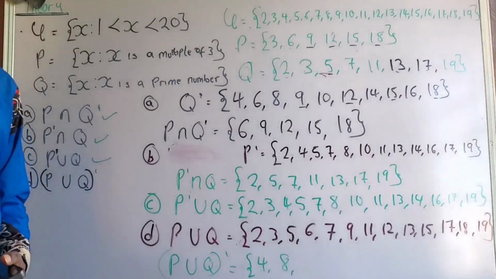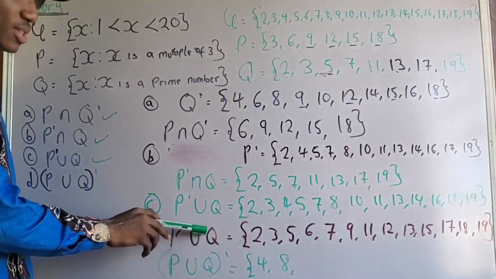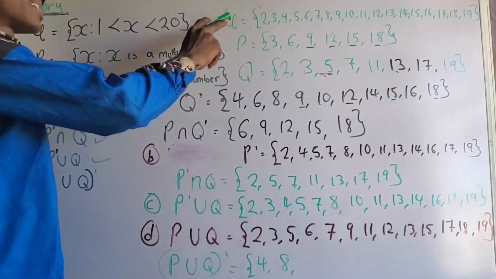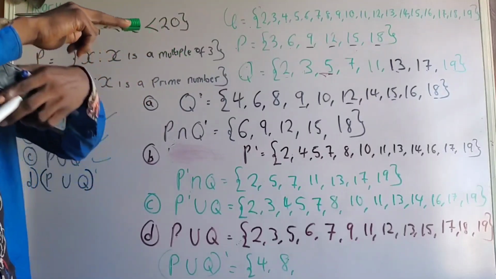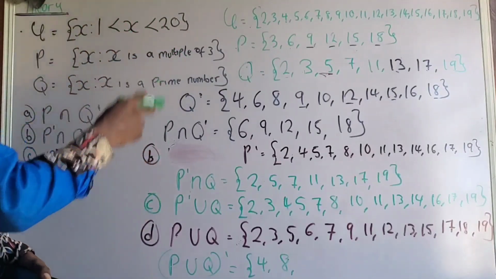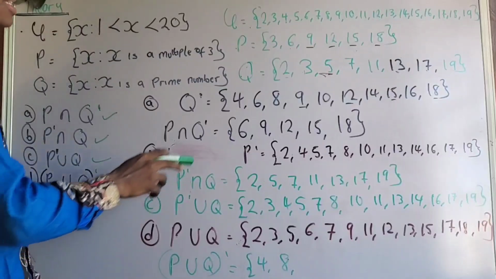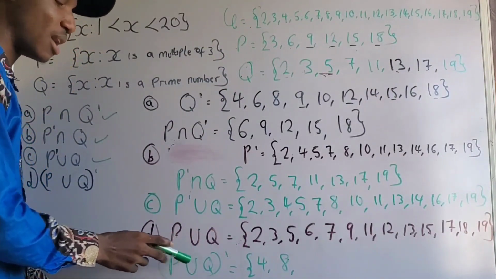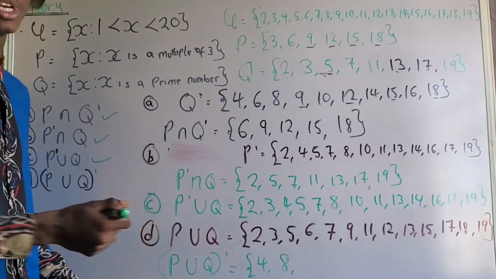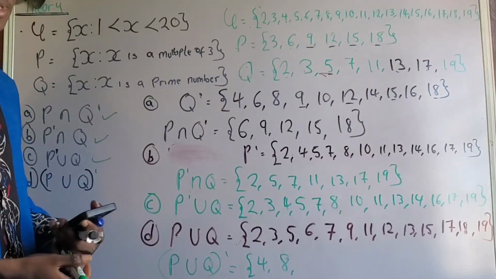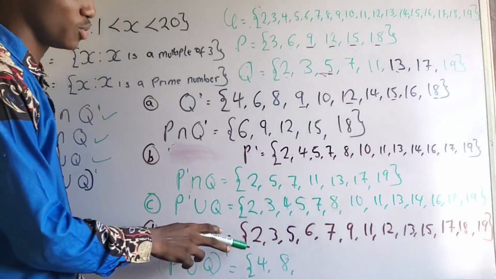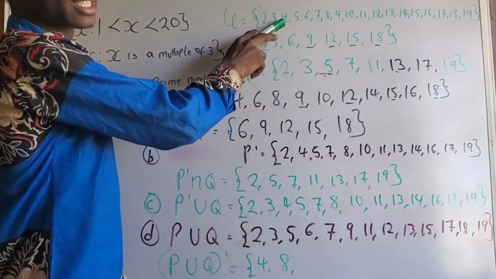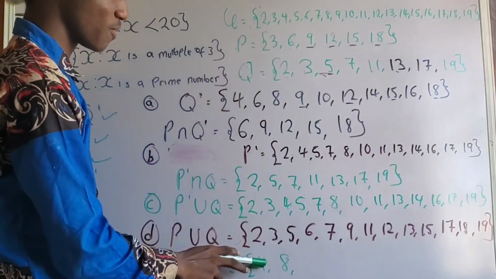Listen to me carefully. P union Q is this. P union Q complement refers to the elements that are present in the universal set. The universal set is the superset of all the sets that we have here. Are you getting it? So the elements that are present in the universal set that are not present in the union of P and Q is known as P union Q complement. Do you understand? And if you check very well, you will discover that 4 is not present here, but 4 is present in the universal set.